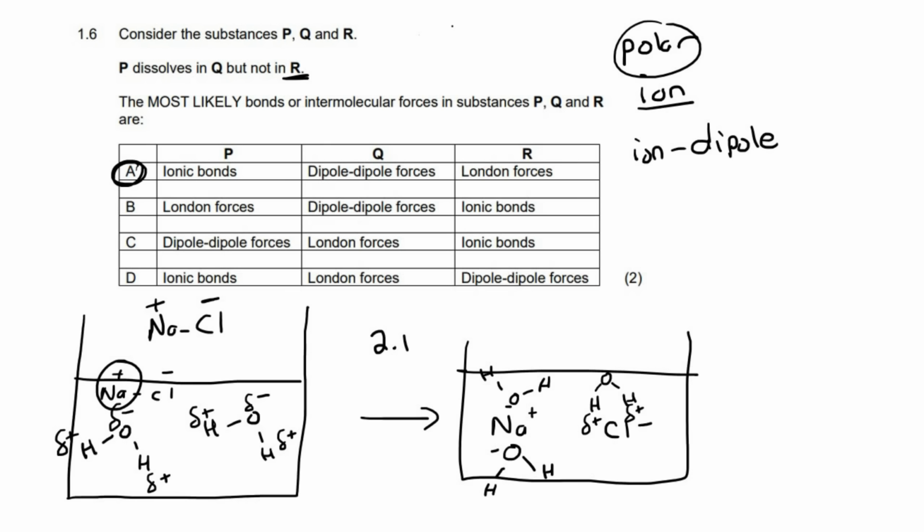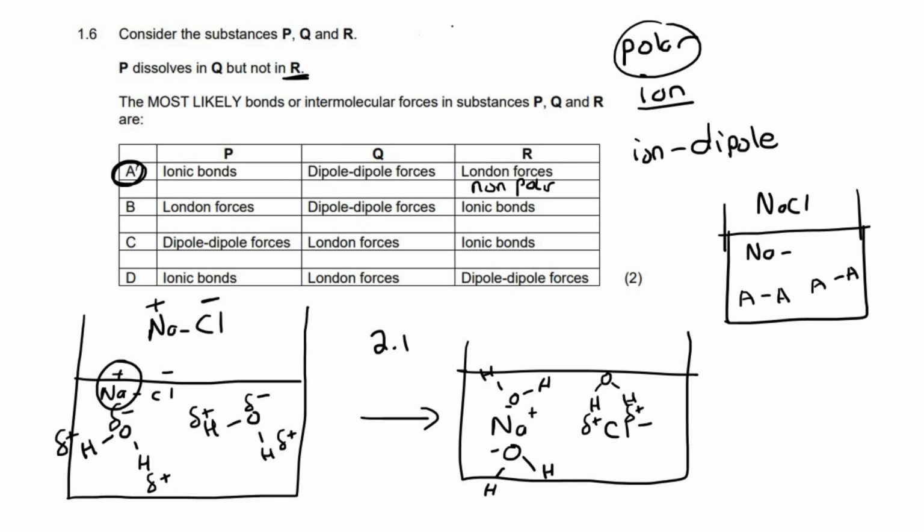And then R has London forces, which means that this is a non-polar molecule. So what that means is the following: if you take a substance like R, which has London forces, it means that these molecules are non-polar. So let's take a non-polar molecule like A. It's just a made-up molecule, AA. Because these are the same, there's no positive or negative. So it's just like that. Okay? Then all of a sudden you throw in some NaCl, which is positive and negative.